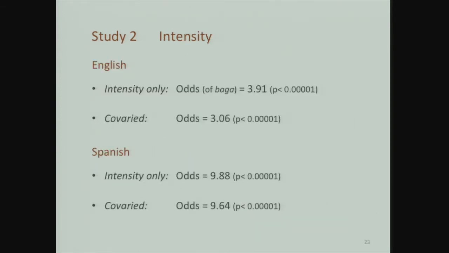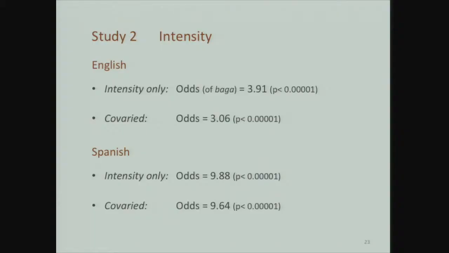But anyway, what do we find in English? In the intensity-only condition, where only intensity was varying, the odds of a loud-soft response are very high: on average, 1 unit of increase raises the odds of a loud-soft response almost 4 times. In the covariate conditions, it goes down. On average, a unit of increase raises the odds only about three times.